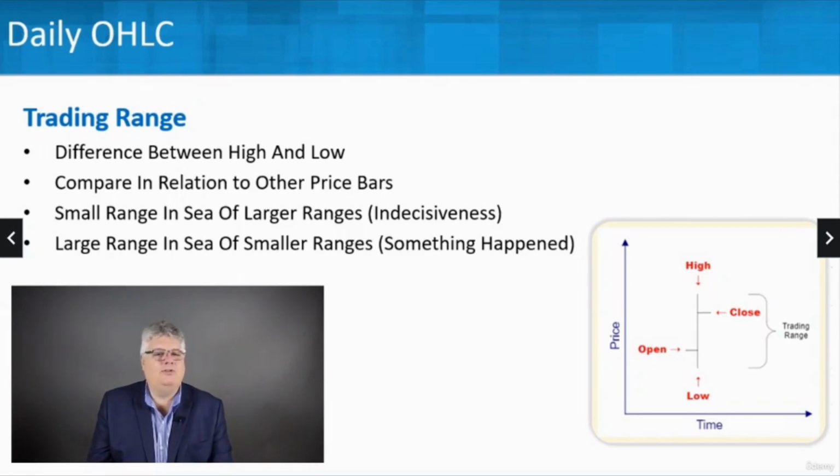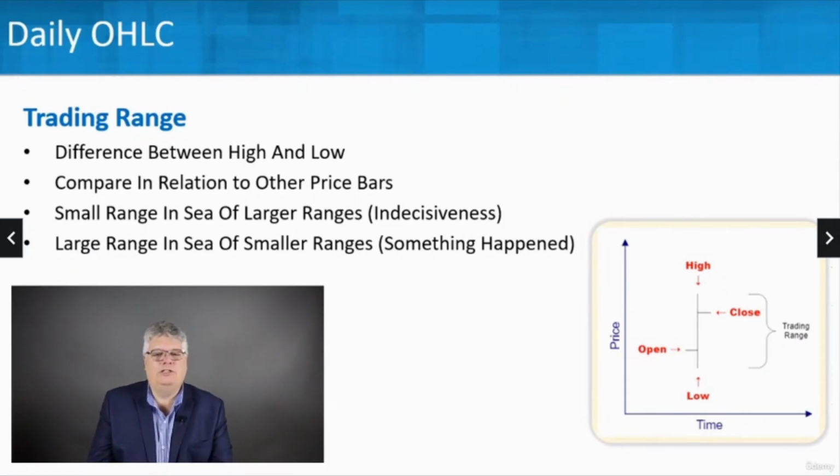And you can start seeing that if there's a small range in a sea of larger ranges, where all of a sudden the price bar you're looking at for the most recent day or time period, whatever that is, you can see that maybe the ranges are getting smaller, then there might be some indecisiveness happening. They're trying to figure out, do we go higher, do we go lower, looking at that trading range.